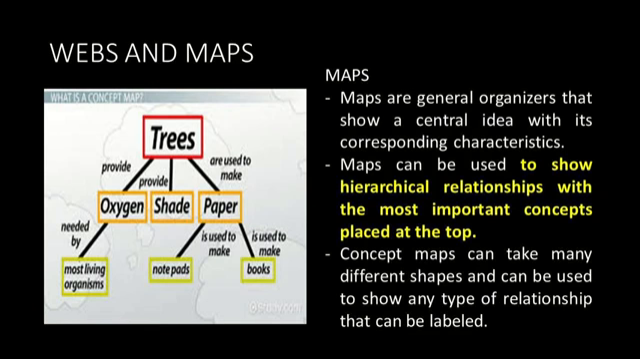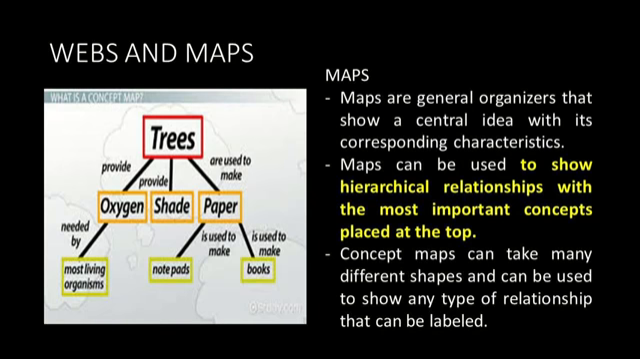So maps can be used to show a hierarchy of the relationships with the most important concepts or the main concepts found at the top instead of at the center, and then the least important concepts or even its subcomponents down below. How are concept maps created?